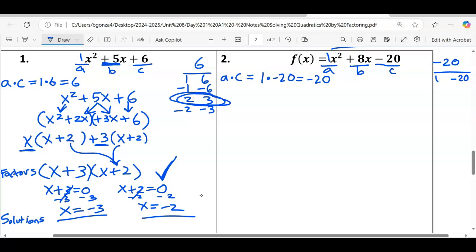And switch the signs. So if it's positive 1, negative 20, it can also be negative 1, positive 20. No matter where the negative is, it'll multiply to make a negative answer as long as there's not 2 negatives. Those cancel out. Okay?